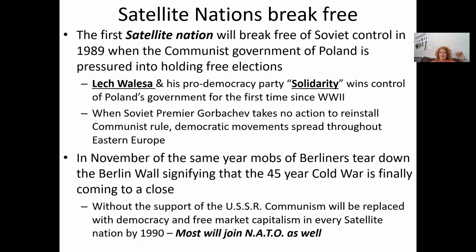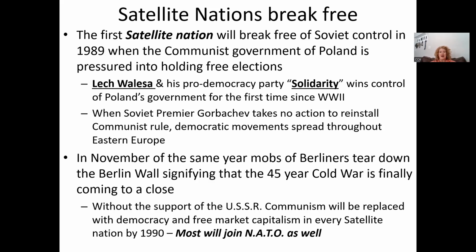So the first satellite nation, this is one of your questions, this person's name, that breaks free. Remember, they're not part of the Soviet Union. They're part of the Eastern Bloc. The first one to break free is Poland. The leader of Poland is this guy, Lech Walesa. Sorry if I pronounced his name wrong. He had a pro-democracy party called the Solidarity Party, and he won control of Poland's government.